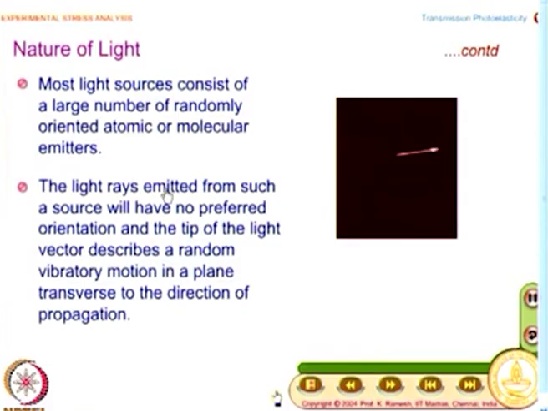So, the light rays emitted from such a source will have no preferred orientation, and the tip of the light vector describes a random vibratory motion. Which is inconvenient. So, I need to look at what it is that I should do for the input light. For me to do that, we will have to understand what is polarization.